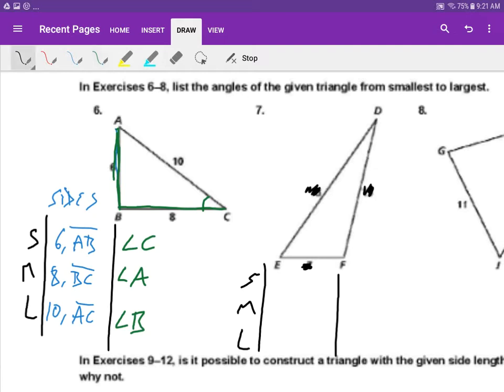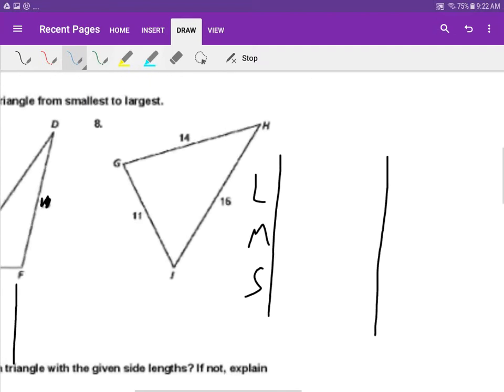Sometimes, okay, here's a shortcut with this. Sometimes it has you go from largest to smallest, so that's this one. So largest is 16, and then 14, and then 11, right? So 16 is HJ, 14 is GH.